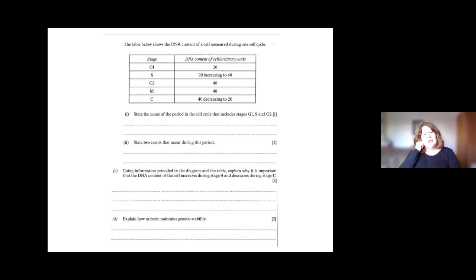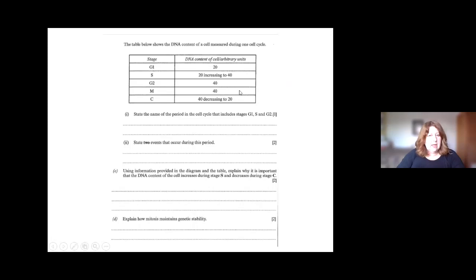Okay, so that's another question. You will see this appears not only in Bangor resources, which you can use for revision, but you'll see this table appearing in several past papers and tests as well. It shows the DNA content of a cell measured during one cell cycle. We've got our phases here: interphase, mitosis, and cytokinesis. It shows how the DNA will increase during S phase, which we now know is part of interphase. So it'll double from 20 to 40.